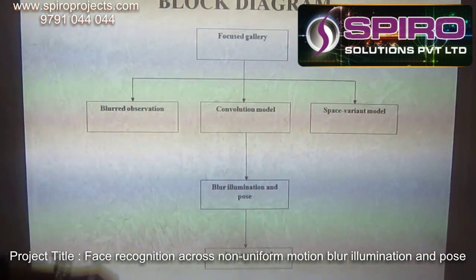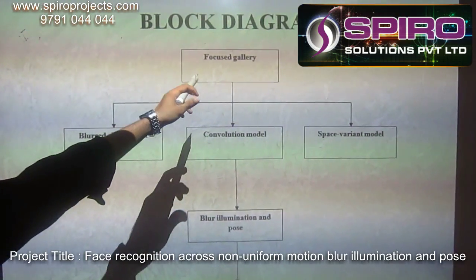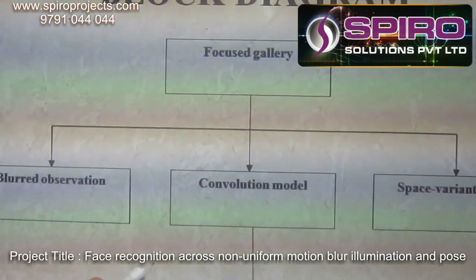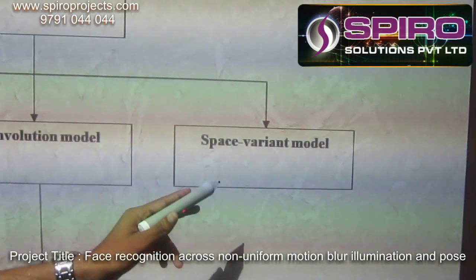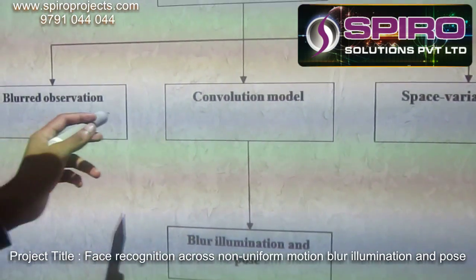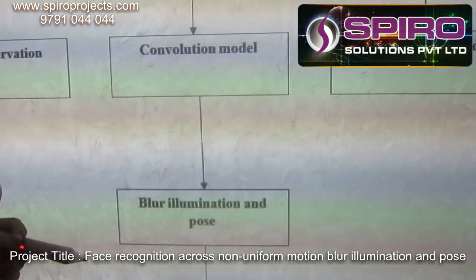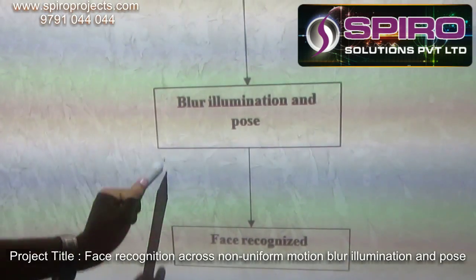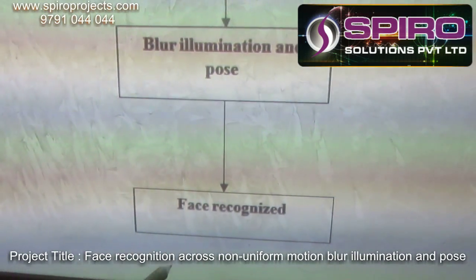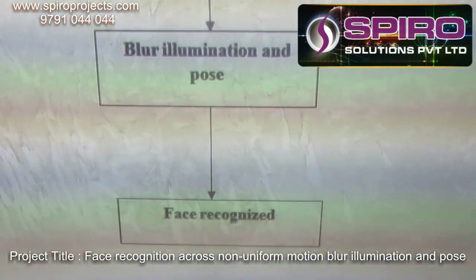This is a block diagram here, in which the focused image and focused gallery are converted into three modules known as blurred observatory, convolution model and space invariant model. The image goes through all these spaces and we get an output known as blur, illumination and pose. Using this we recognize the face and we show which is the authenticated and which is not the authenticated image.